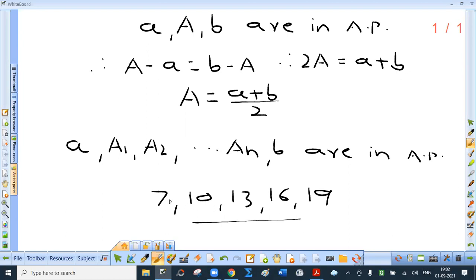You may also say 7, 8, 9, 10, 11, 12, 13, 14, 15, 16, 17, 18, 19. These are also in AP. So all the numbers from 8 to 18 between 7 and 19 are also called arithmetic means between the two numbers 7 and 19. Is that clear? So this is about arithmetic mean.